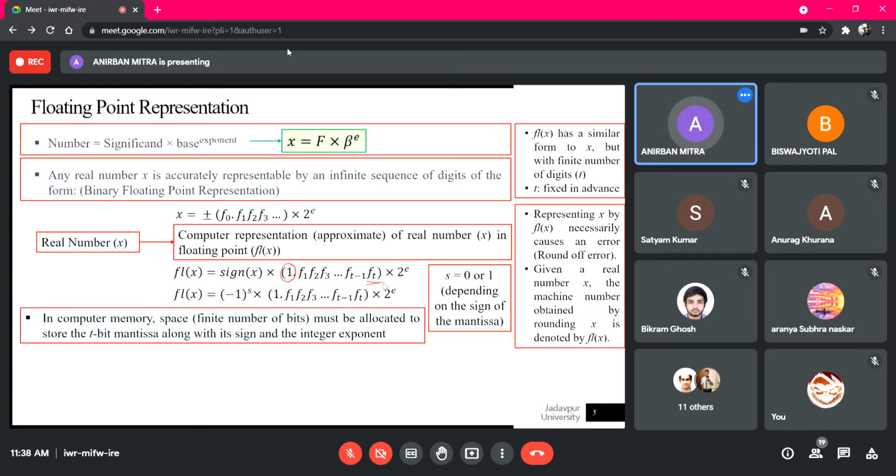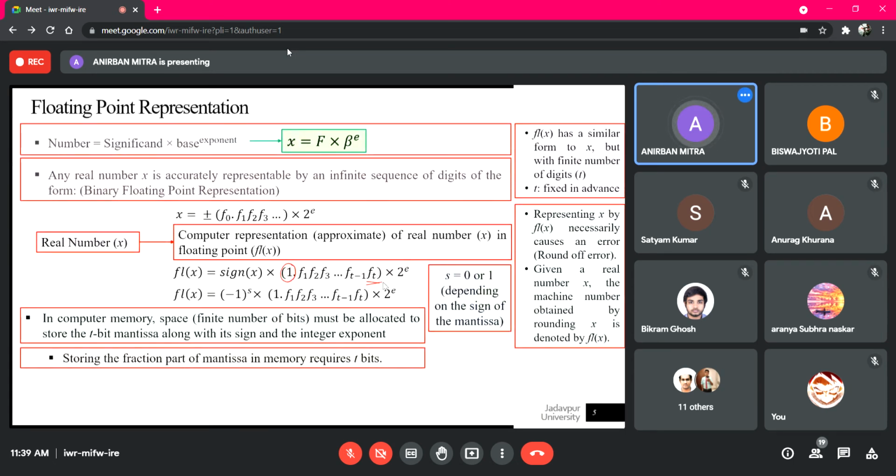So now let's see what kind of space needs to be allocated in the computer memory. You need space for the mantissa, of course. You need space for the integer exponent and also for the sign of the mantissa. So some finite number of bits must be allocated to store these parameters: the mantissa, the exponent, and the sign of the mantissa. So let's point them out one by one.